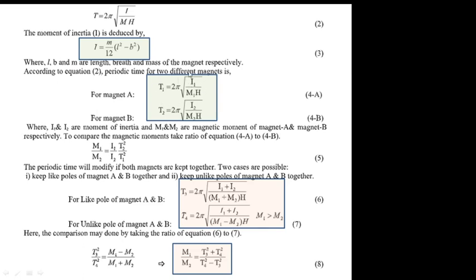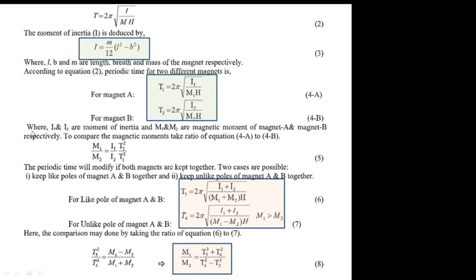incorporation of this moment of inertia and the magnetic moment of the magnet itself and the field, that is H. At present the H which is available is the earth's horizontal magnetic component. If in the viva they ask what H you will take to find this time period, that would be the earth's horizontal magnetic field.